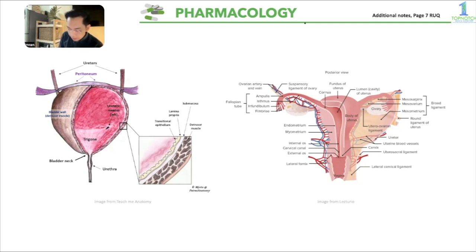So when we talk about parasympathetic and sympathetic in terms of urination, with the parasympathetic, you want to urinate. With the sympathetic, no urination. Okay, no urine.